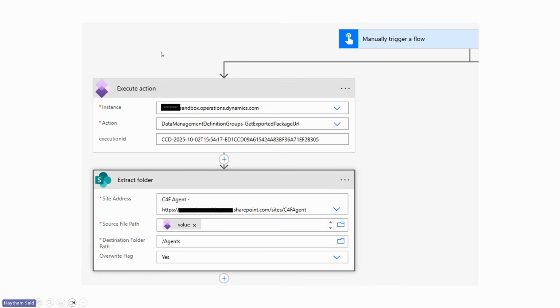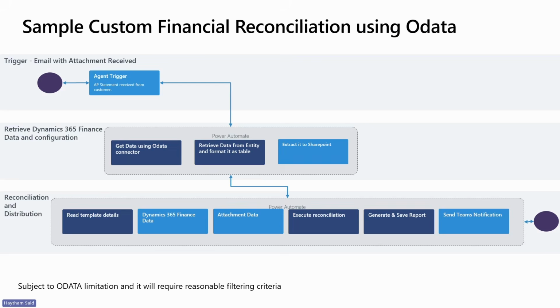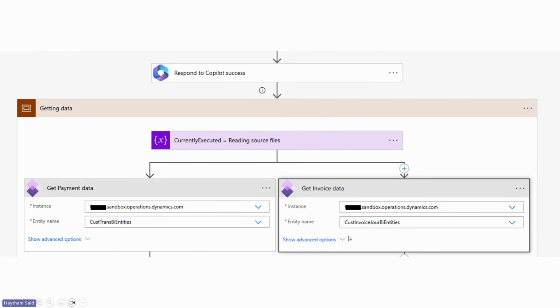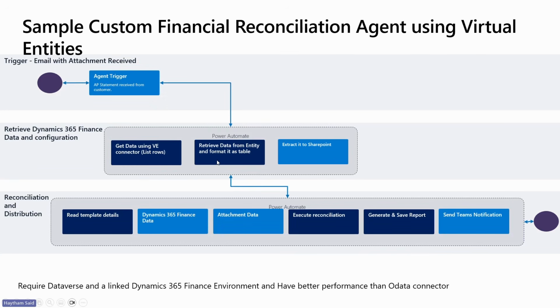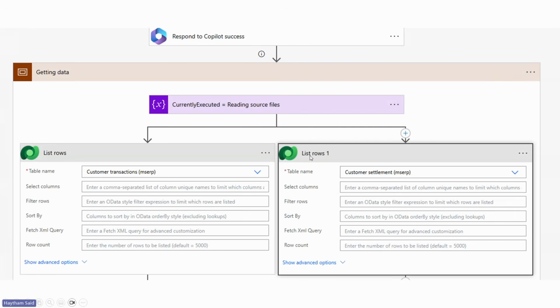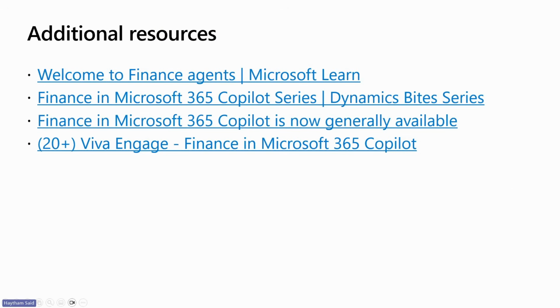Generate the export, get the status of execution, pull in the execution ID, pass it, extract it to folder, and then the agent will pick up, run the reconciliation, send you the results. You can use the OData, as we will see today. So any kind of FNO connectors, you can still use it. And finally, if you use virtual entities, you can use virtual entities. And when MCPs become available, you will be able to use MCPs.